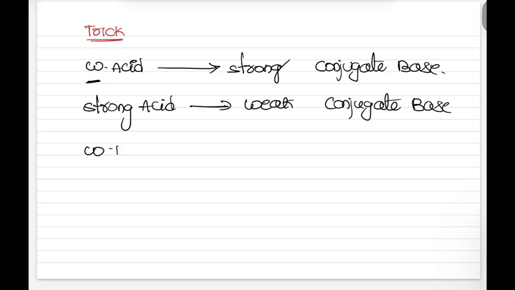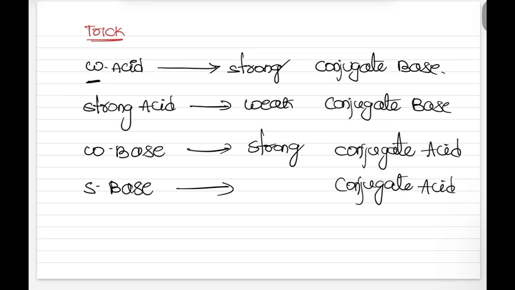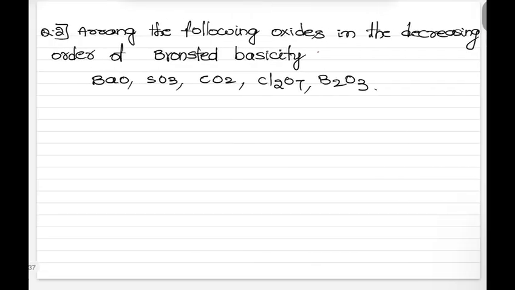In case a weak base is there and you add the H plus, converting it into an acid, that is what we call a conjugate acid. The acid is forming from a weak base, so it would be a strong conjugate acid. If you convert a strong base into a conjugate acid, the acid is forming from the strong base, so it must be a weak conjugate acid. This is all you need to remember. Now we will solve the questions.